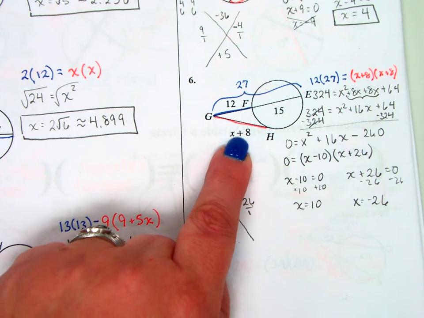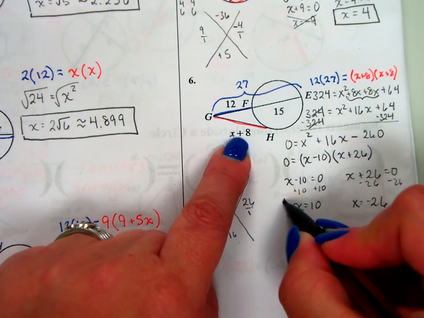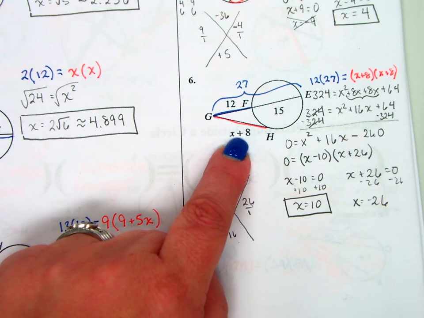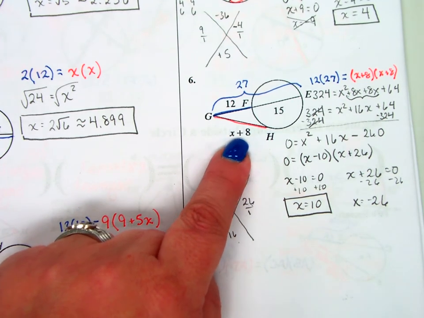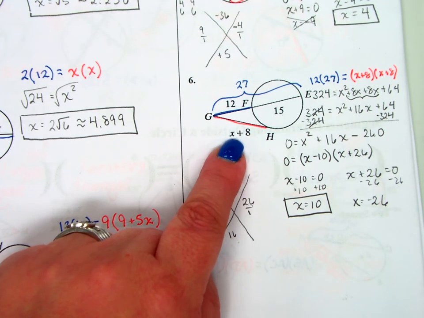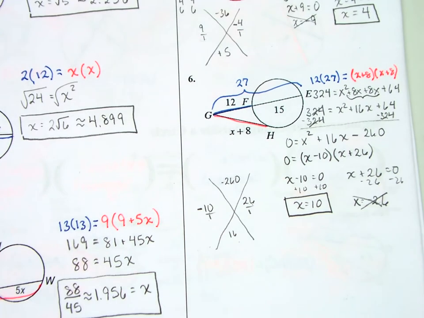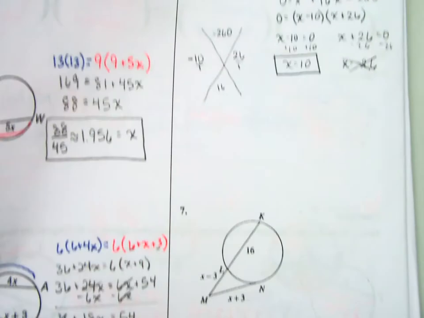Will 10 work? Can this segment be 10 plus 8? Can this segment be 18? Yes. So this one works. That's a solution. x equals negative 26. If I put a negative 26 plus 8, will that work for this segment? No, because I'll get a negative answer. So that doesn't work. Okay? Questions? One more?